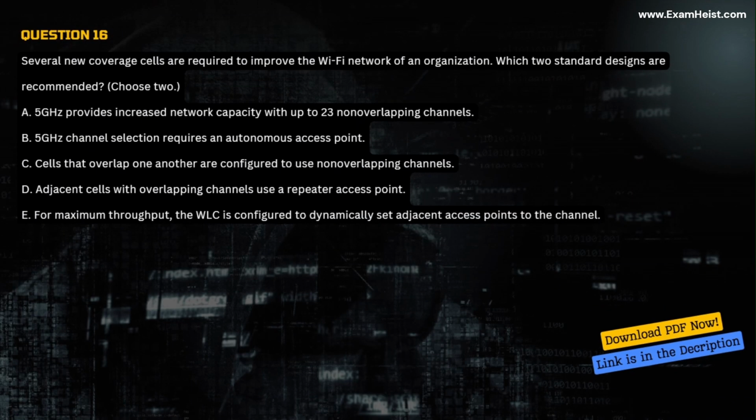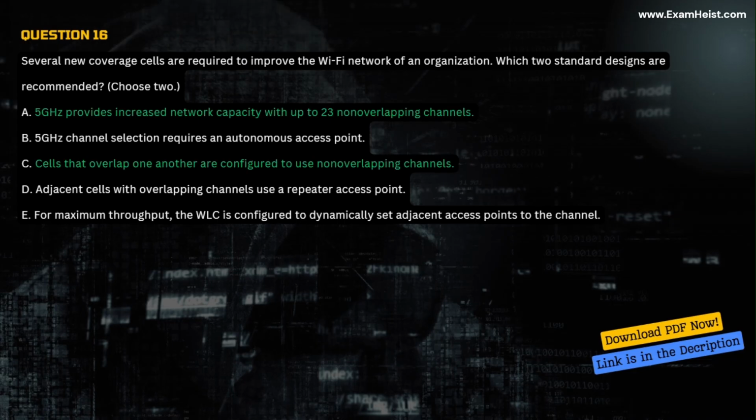Question 16. Several new coverage cells are required to improve the Wi-Fi network of an organization. Which two standard designs are recommended? Choose two. A. 5 GHz provides increased network capacity with up to 23 non-overlapping channels. B. 5 GHz channel selection requires an autonomous access point. C. Cells that overlap one another are configured to use non-overlapping channels. D. Adjacent cells with overlapping channels use a repeater access point. E. For maximum throughput, the WLC is configured to dynamically set adjacent access points to the same channel.